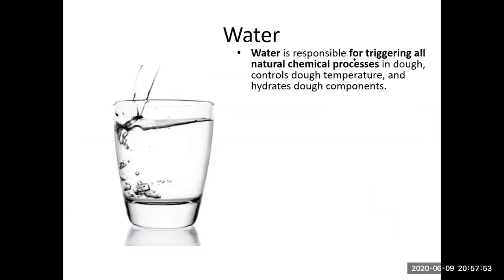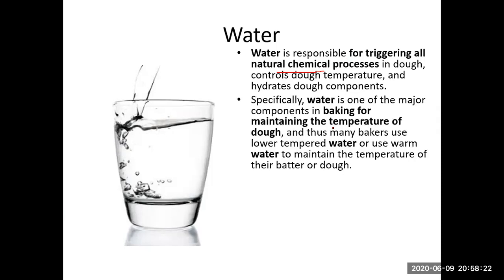What is that? It is very important for triggering natural chemical processes. Whenever you add water in the dough, all the natural chemical reactions happen, for example baking soda and baking powder react with water. With that, gliadin and glutenin form gluten with the help of water. These reactions are helpful, and for that we have to use water in baking. It also helps to maintain the temperature of the dough.